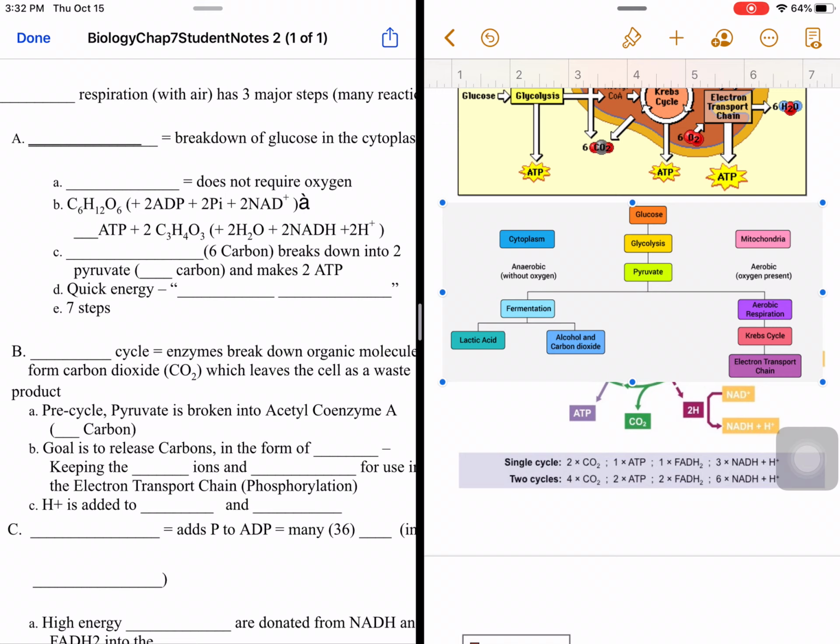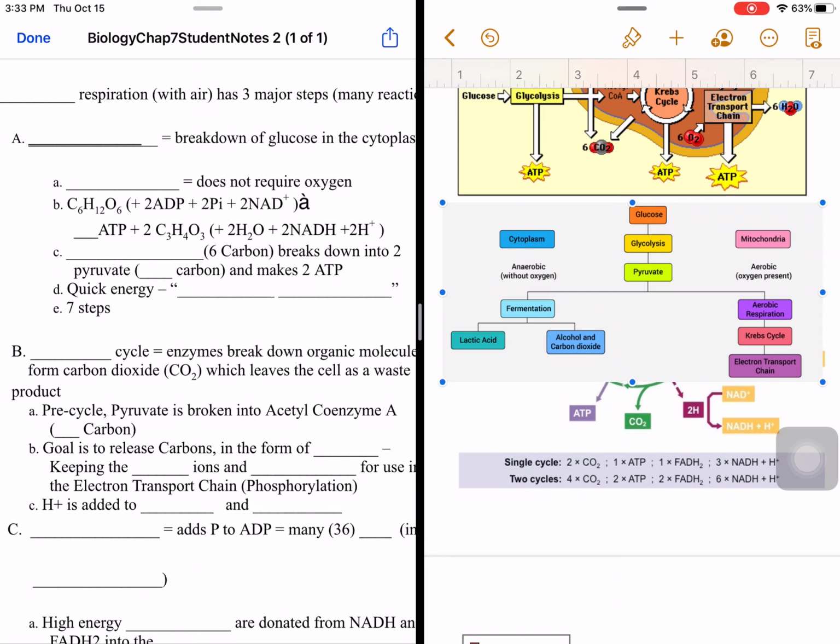In order to make ATP, you have to bring in 2 ADP and 2 phosphate, and then 2 NAD+, and that's going to make, total, 2 ATP and 2 C3H4O3, which is basically pyruvate. It's the new molecule. So we've taken a 6-carbon glucose and broken it into 2 3-carbon pyruvates. And then we also make 2 waters in this step, and then we make 2 NADHs, which will help do the next step in the Krebs cycle, and 2 hydrogen ions.